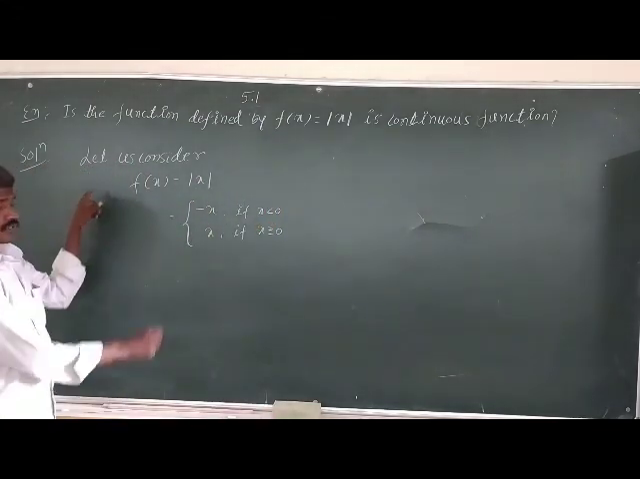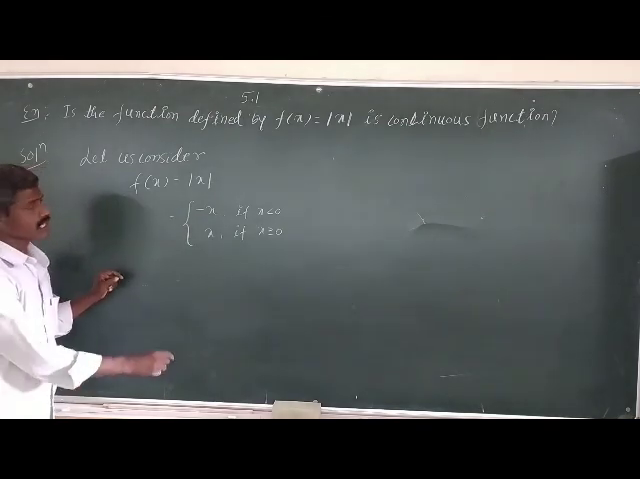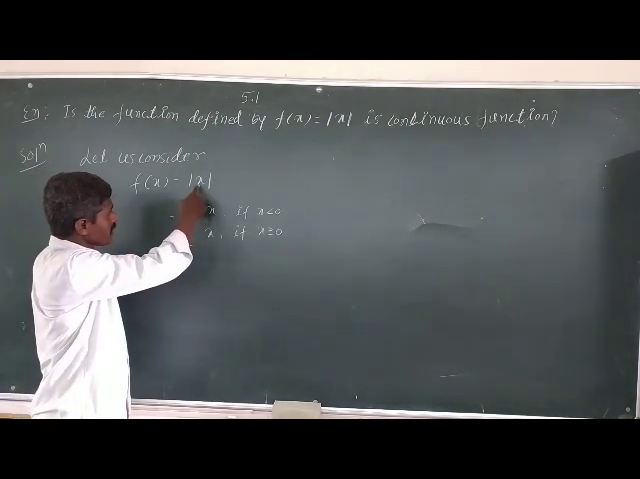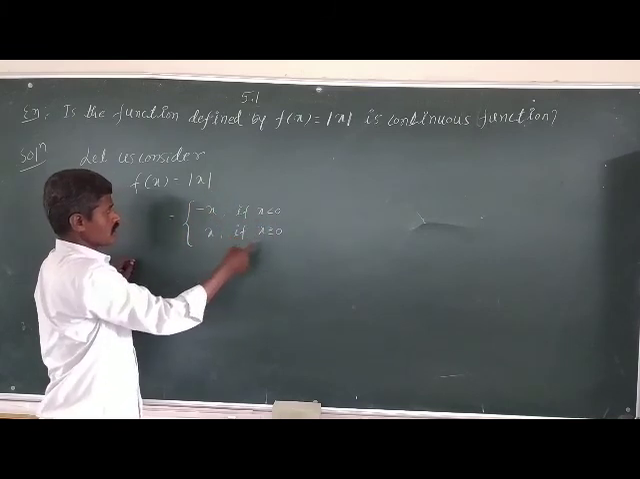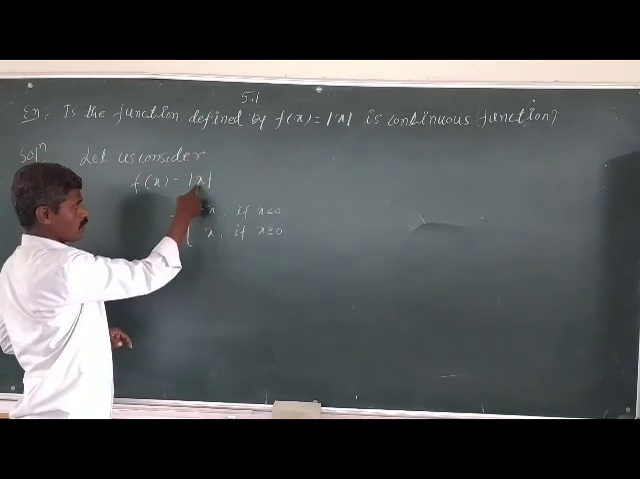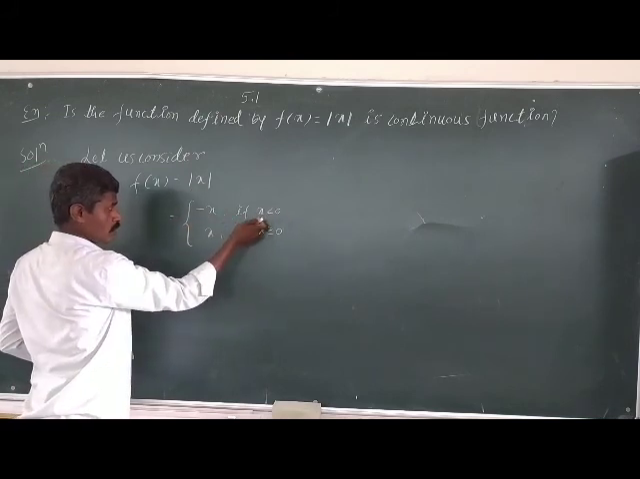Okay. So here let us consider the function f of x is equal to modulus of x. Now we can write modulus of x as minus x if x is less than 0. The value is minus x when x is less than 0.